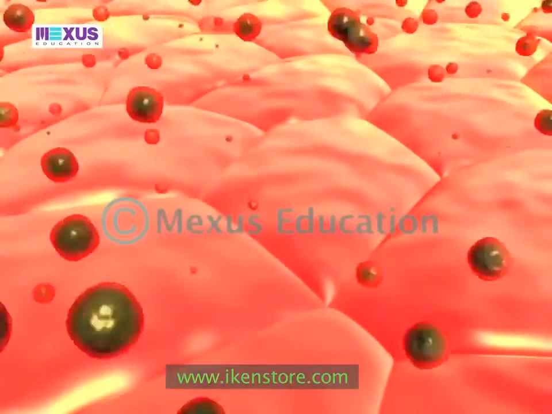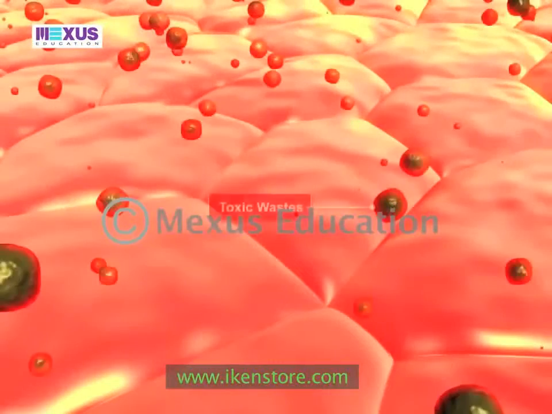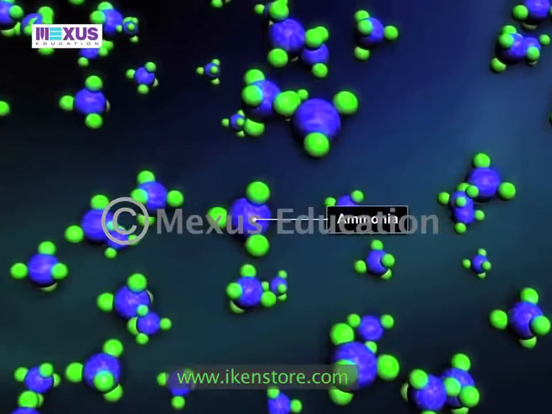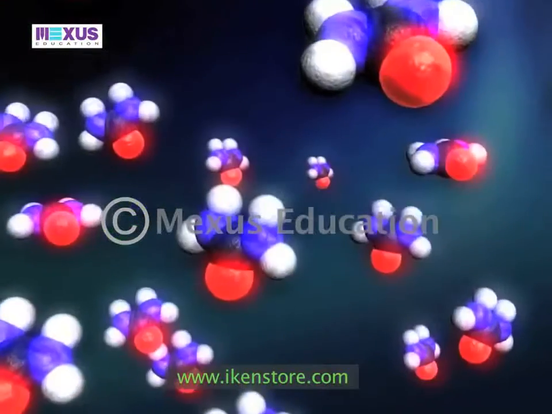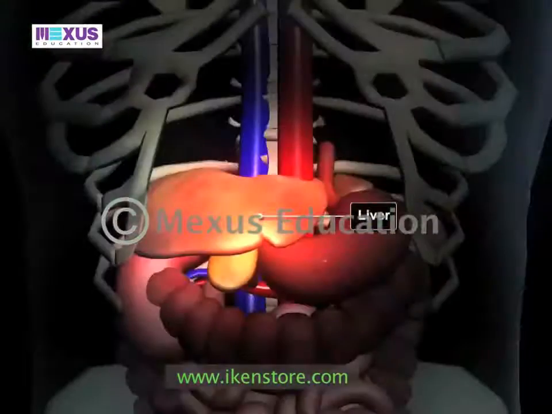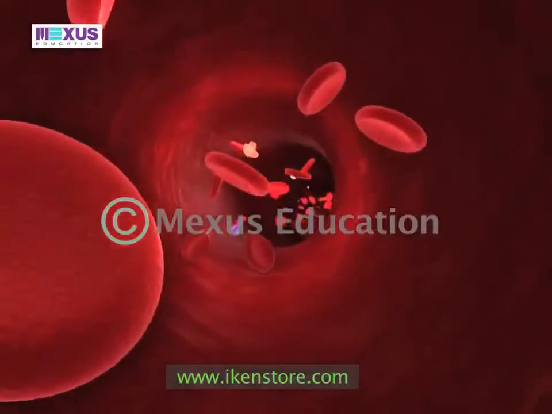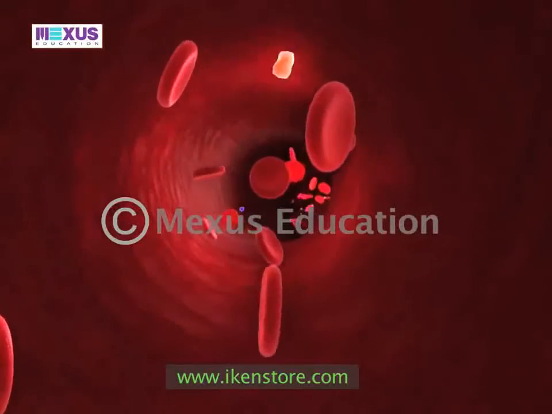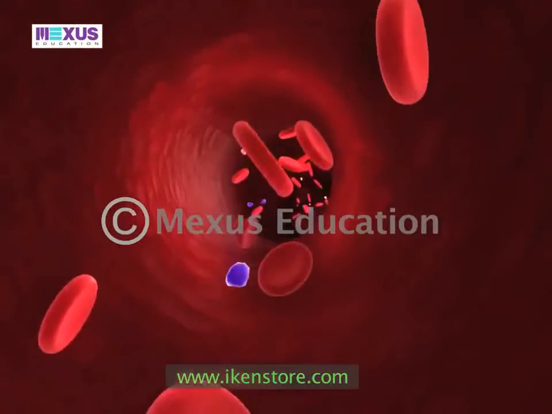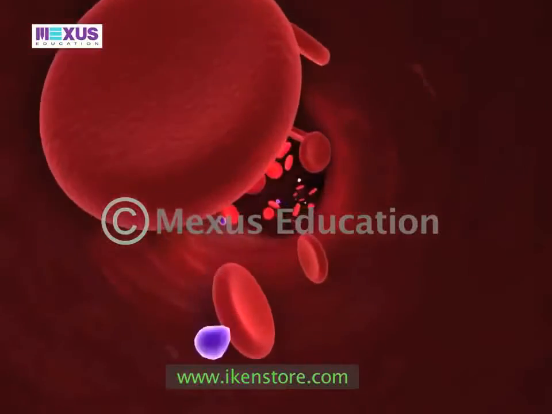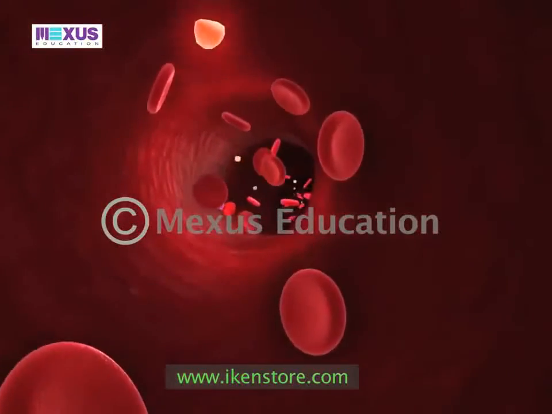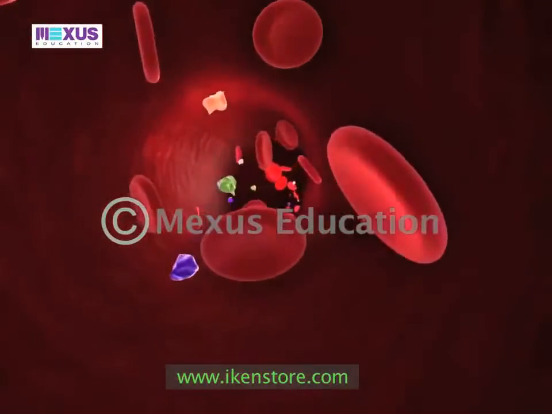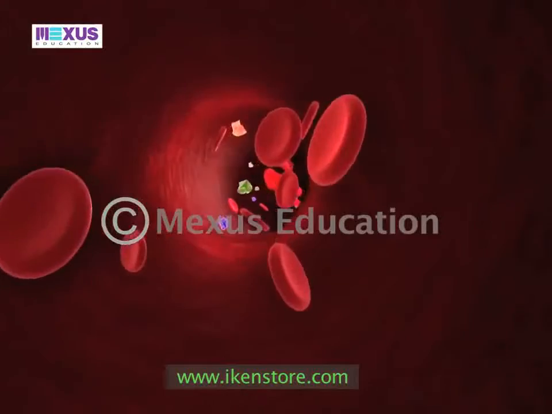The cells of the body also release toxic waste products such as ammonia, which is converted into less toxic urea by the liver into the bloodstream. These excess materials, drugs, toxins and wastes, if allowed to build up in the bloodstream, can threaten an individual's health by throwing off critical chemical balances.